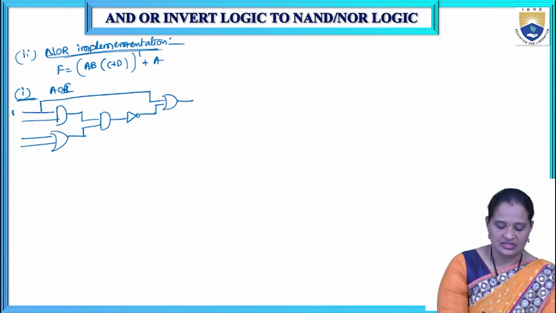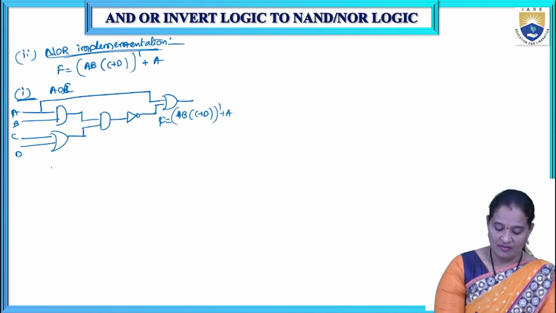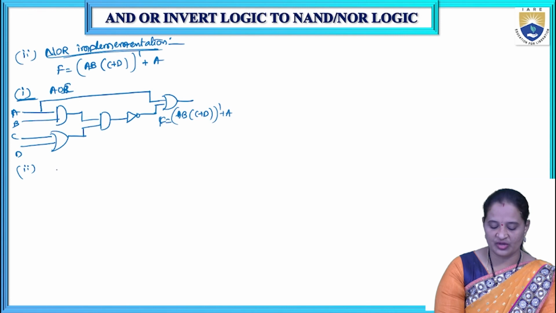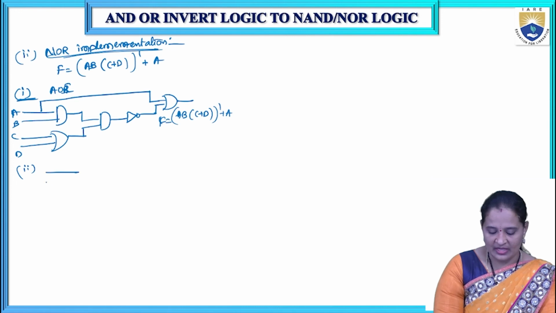So this is AB, this is CD. Finally the output will be AB into (C plus D) whole complement plus A. This is F. Now the second step, NOR logic we have chosen. So what should we do? At the inputs of the AND gates and at the output of the OR gate, we need to place the bubbles. So we are placing the bubbles at the inputs of the AND gates and at the output of the OR gate.